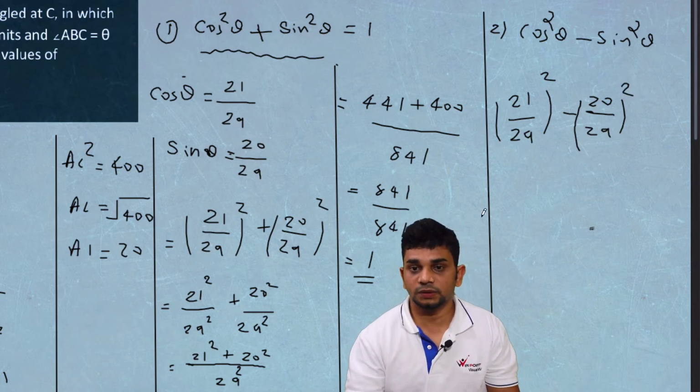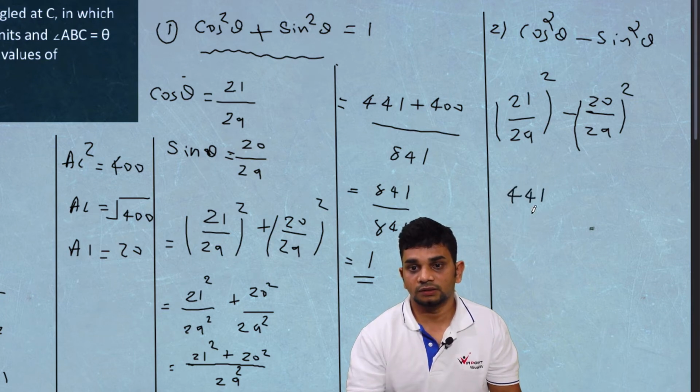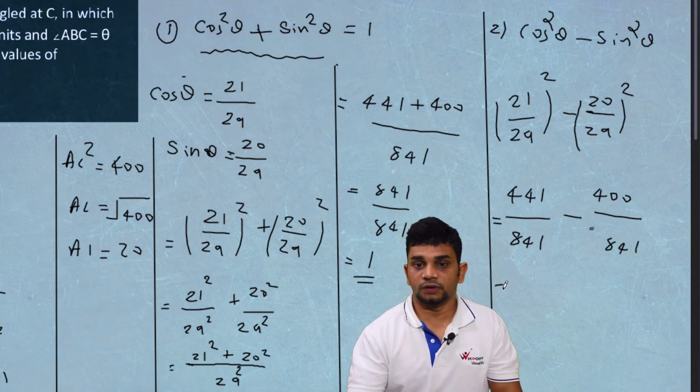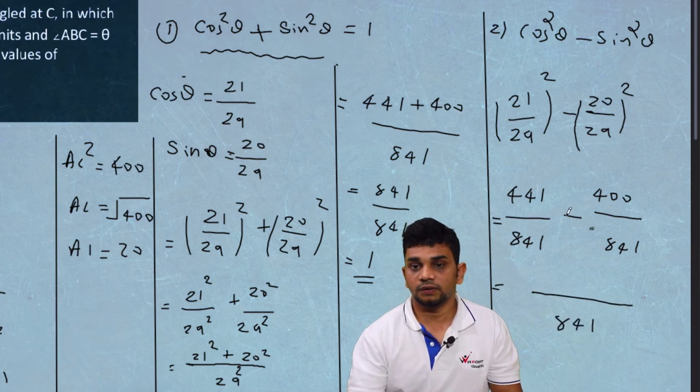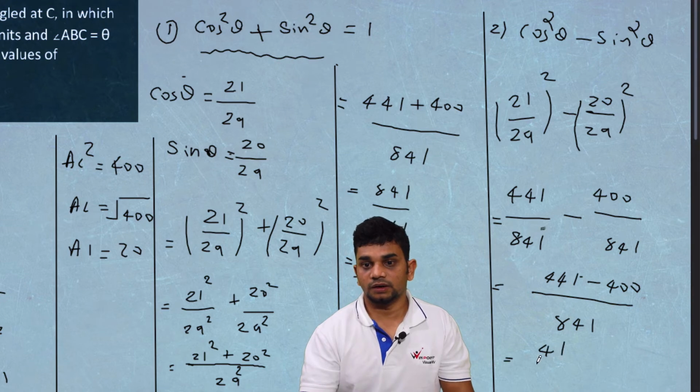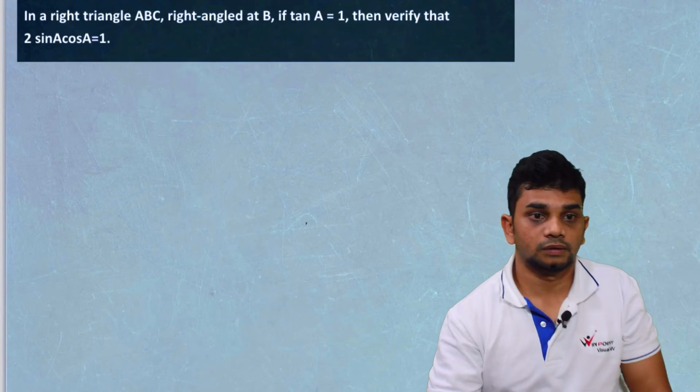Now what is 21 square? It is 441, over 29 square, which is 841. Minus 20 square, which is 400, over 29 square, 841. 841 is a common denominator, and it will be 441 minus 400. So we can write 41 divided by 841. That is the answer. Next question.